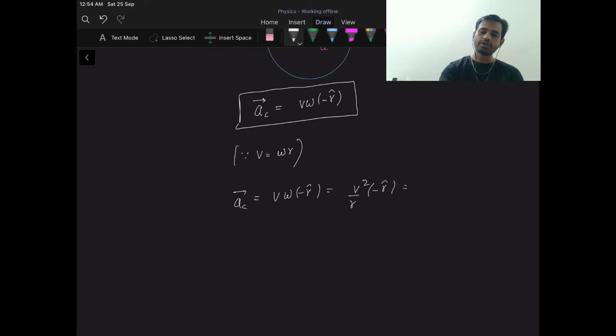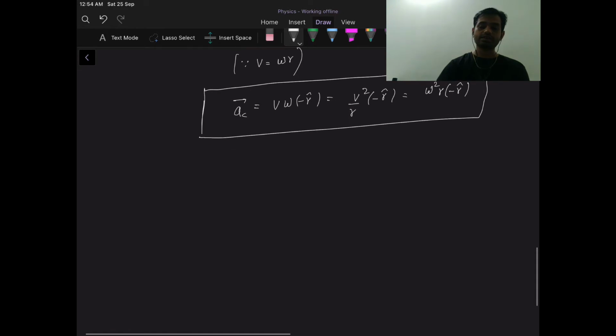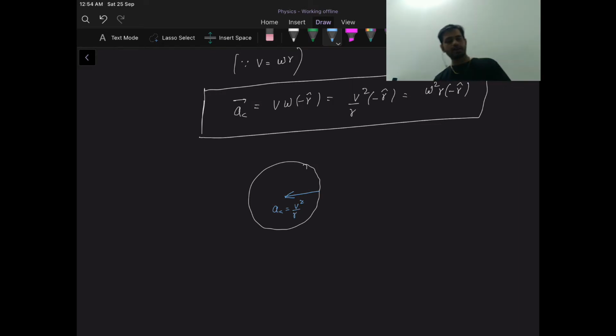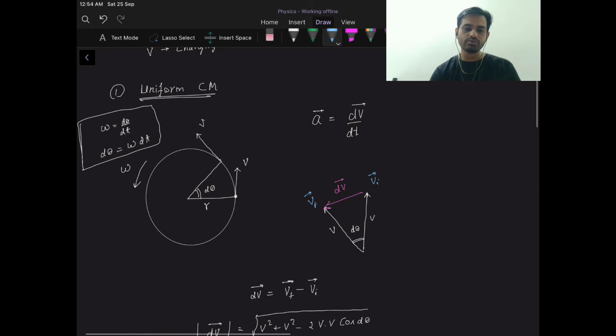and the same thing can also be written as omega square into r, and the direction is minus r cap. Is this clear? So these are the formulas that we can use. This is basically centripetal acceleration. When a particle is moving in a circle, the direction of centripetal acceleration will be towards the center. This AC value is just equal to v square divided by r, where r is the radius of the circle. So I hope centripetal acceleration in case of uniform circular motion is clear.